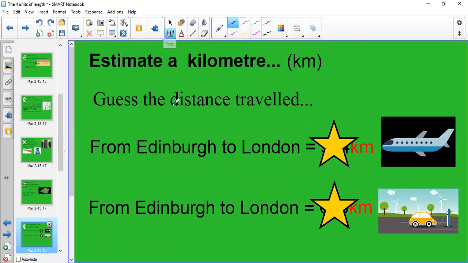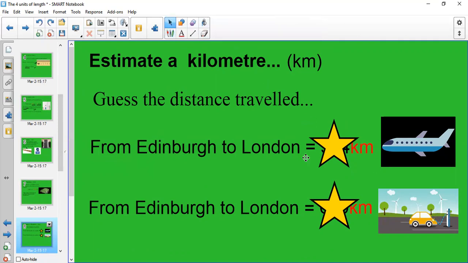So maybe I've booked a holiday, a city break to go from Edinburgh to London on an aeroplane. So I need to make my way to the airport. Now I need to guess how far it is from Edinburgh to London in kilometres. So I want you to have a little think before I reveal the answer. And I also want to figure out, is it going to be quicker for me to drive there instead? Okay, what do I think?